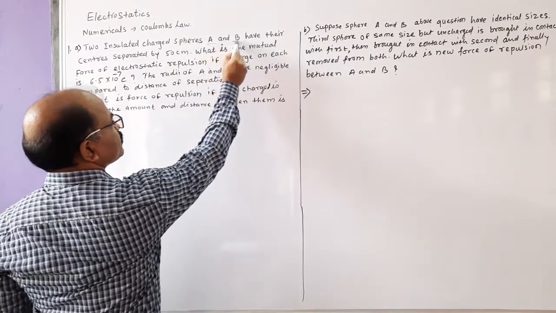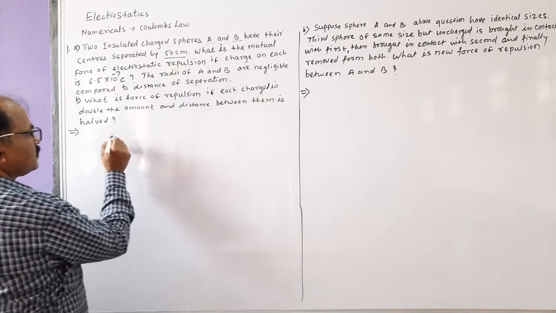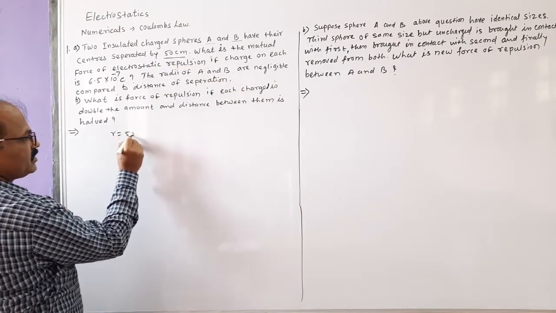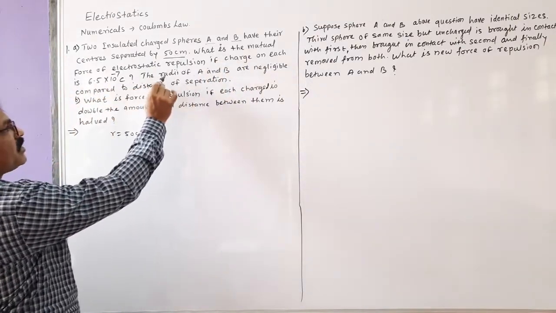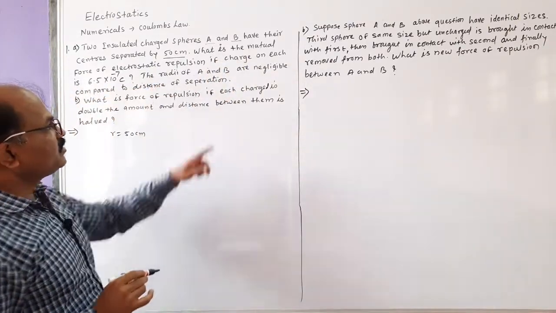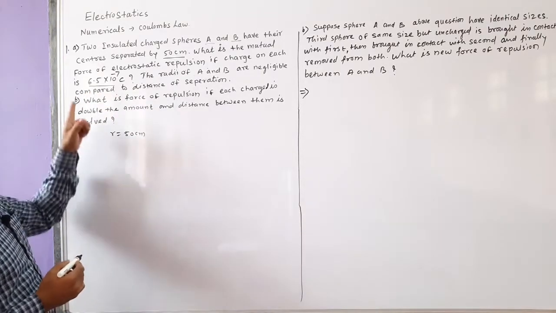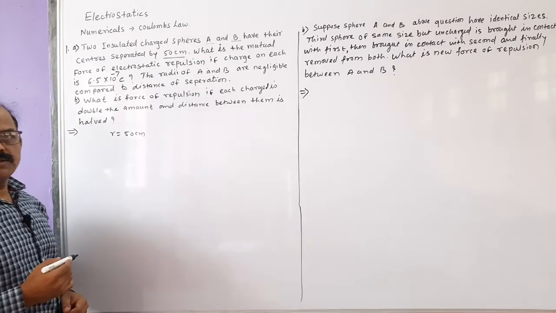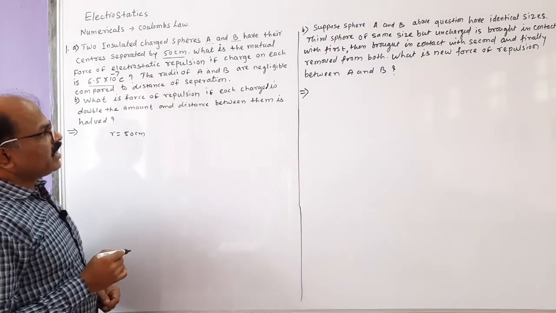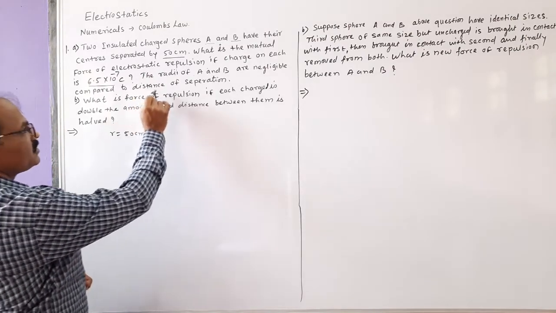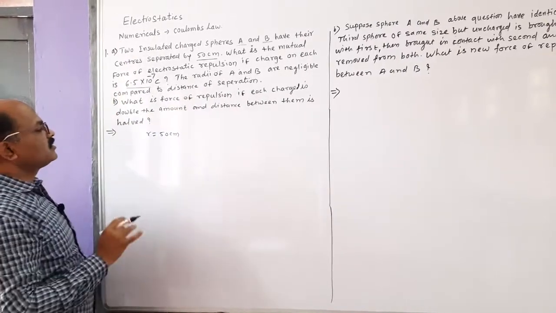A and B have their centers separated by a distance r equal to 50 centimeter. What would be the mutual force of electrostatic repulsion if charge of each is 6.5 into 10 raised to minus 7 coulomb? The radii of A and B are negligible as compared to the distance of separation. This is the first part of the question.